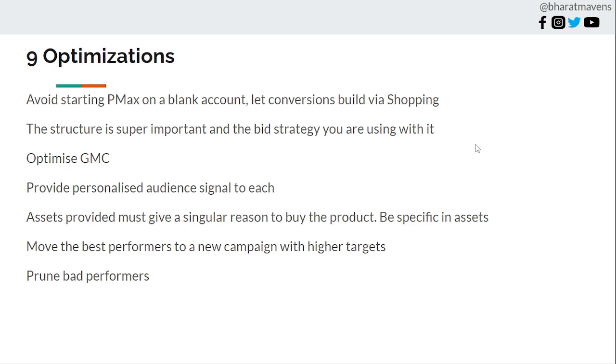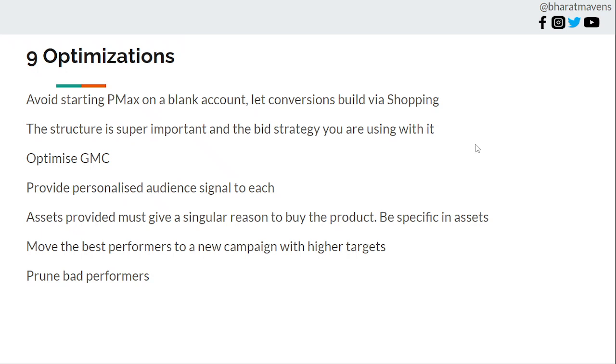Number 7, prune bad performance. If it is a large catalog, it would be beneficial to check the campaign at least once a week. Check your product report, where you look into spends, CTRs, CPCs, and remove all the bad performers. Now, bad performance can be classified in different ways. It can be based on spend relative to AOV: say the product costs 500, it has spent about 1000, and still no purchases. Then it's a bad performer.